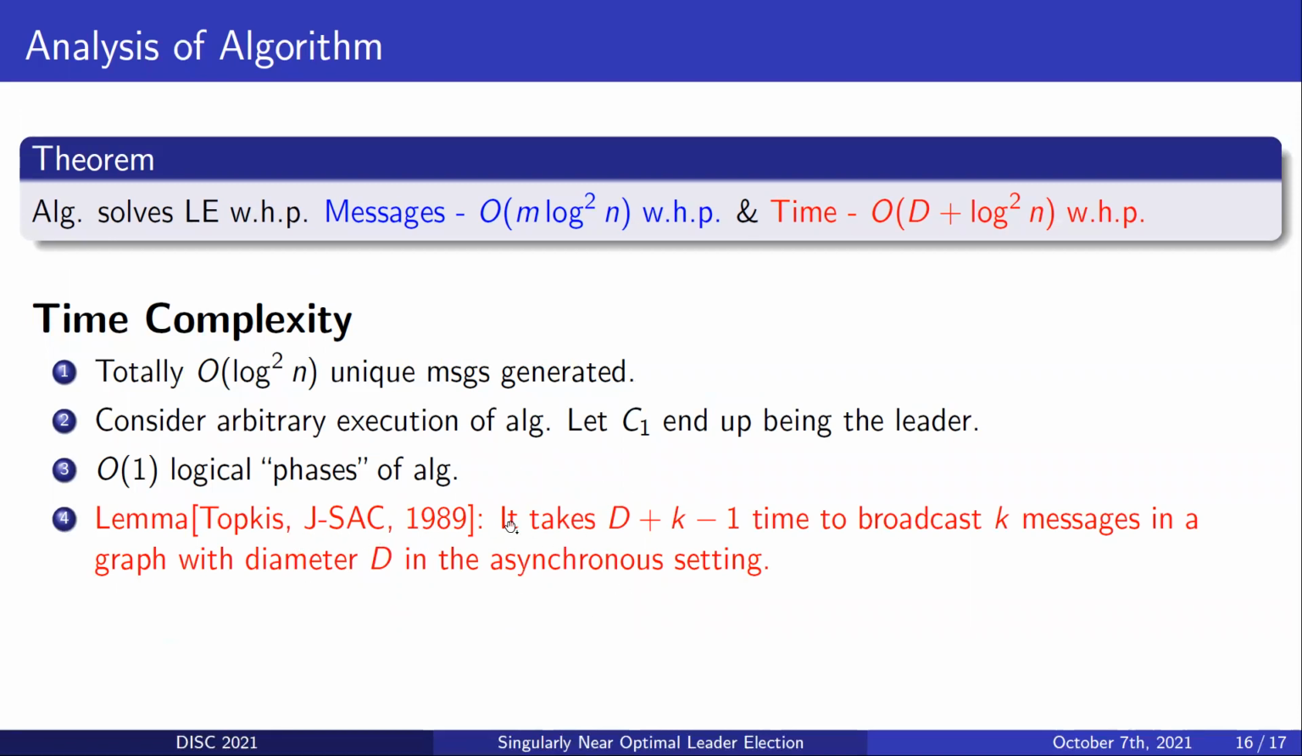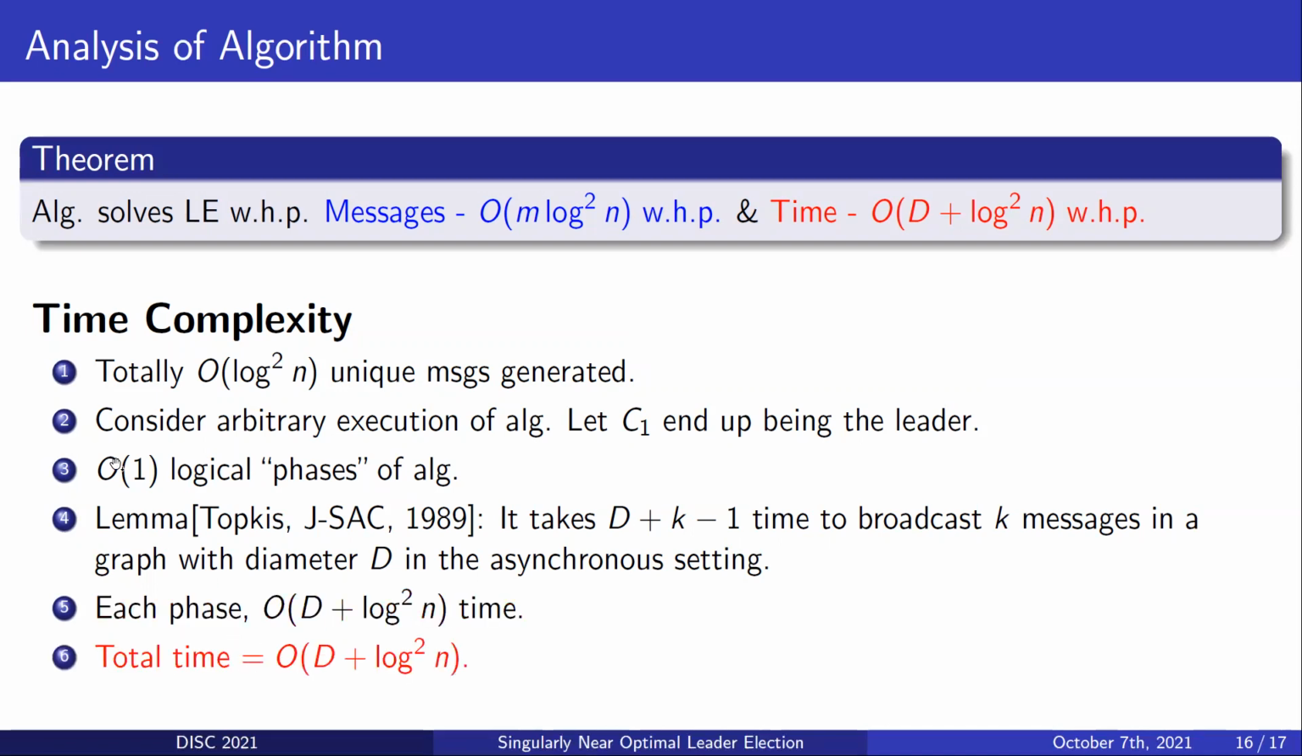So we have a lemma from Topkis that says, if you have a diameter D graph in an async setting and you want to broadcast k messages, it takes D + k − 1 time. So in each phase, log² n messages and diameter D, so O(D + log² n) time. Totally, since there are O(1) logical phases, the total time is O(D + log² n). And I want to note that these phases are not some implementation in the algorithm. This is just something for the sake of analysis.